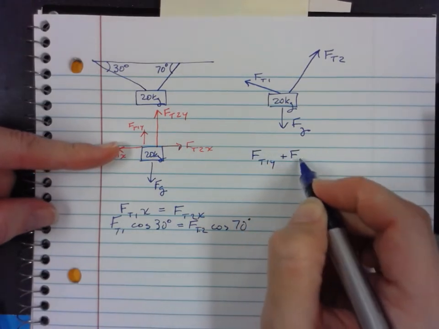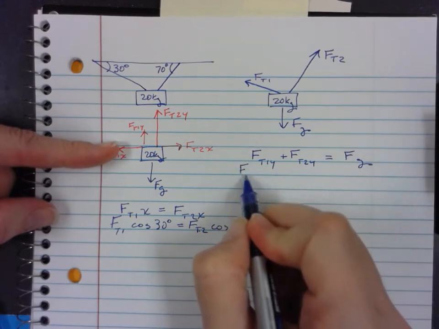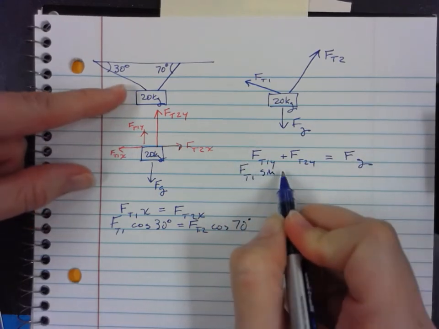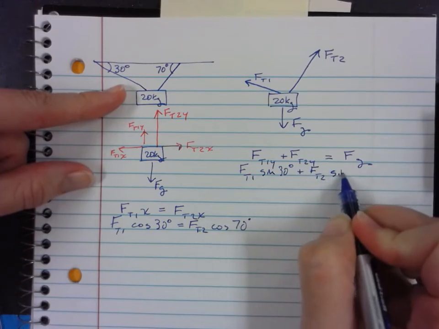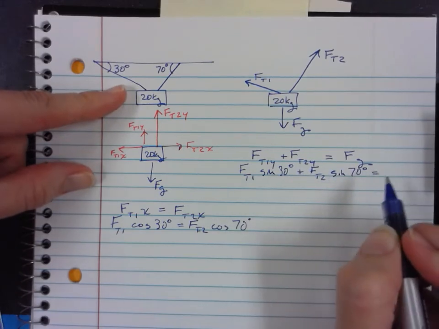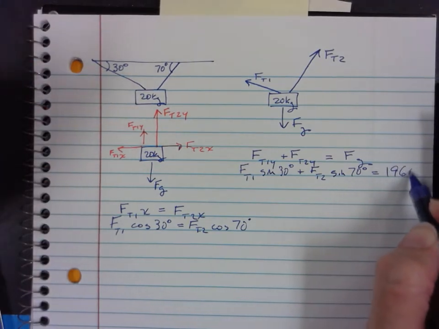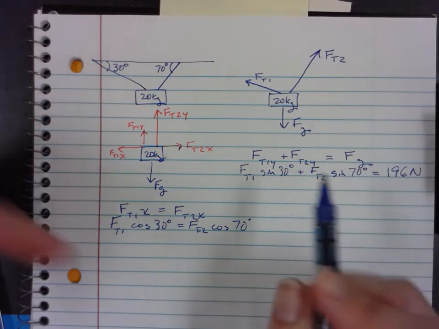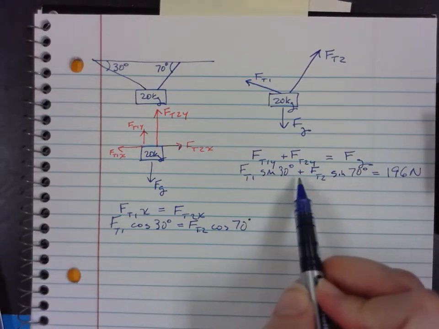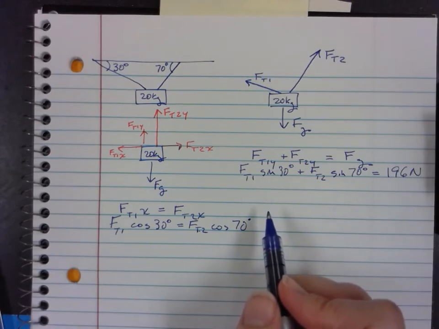FT1y plus FT2y equals FG. So FT1 sine 30 degrees plus FT2 sine 70 degrees equals, and remember 20 kilograms, we did the weight on the other one, this is 196 newtons. So on the previous one, we could substitute in that the two things were equal, and then we finished solving. We have to do a slightly more complicated substitution.